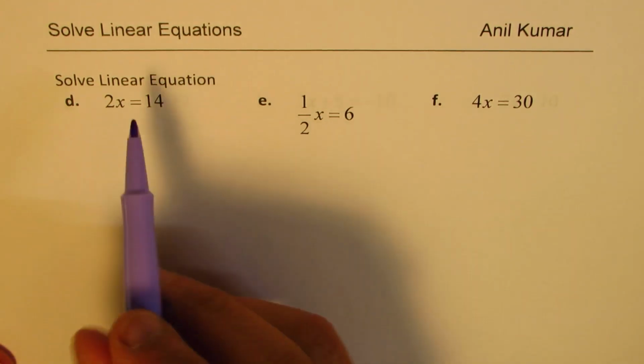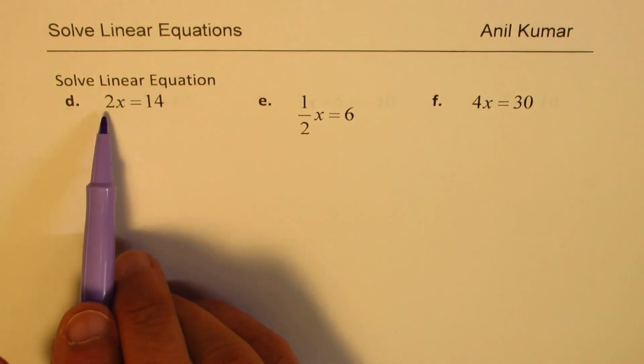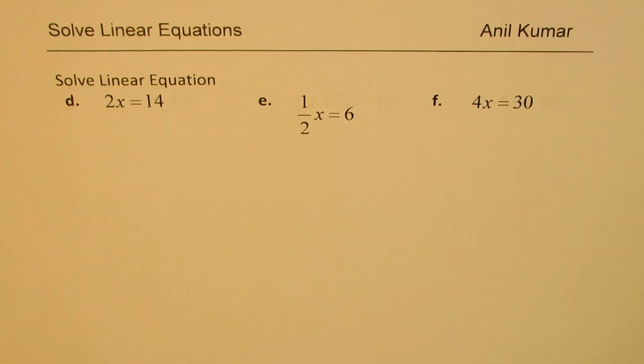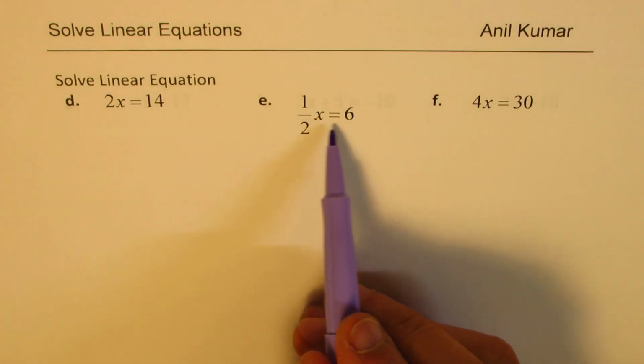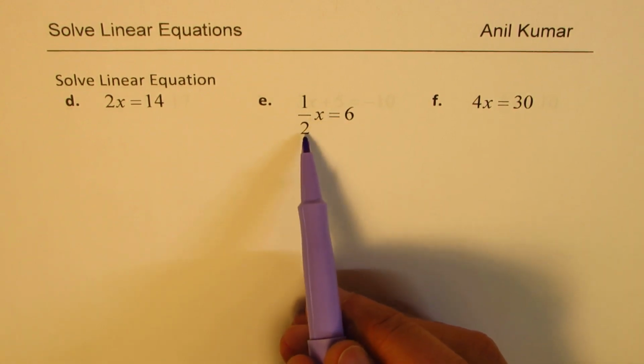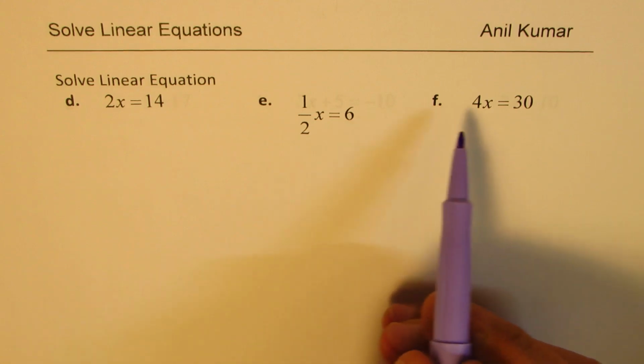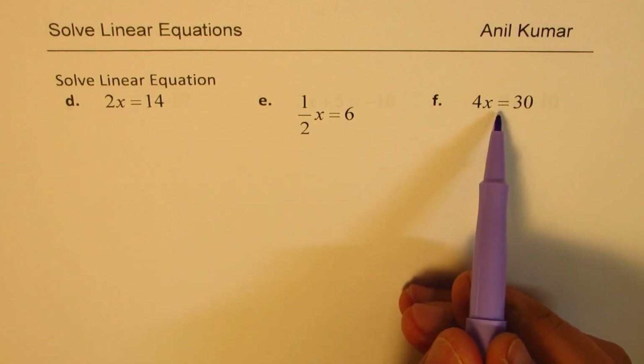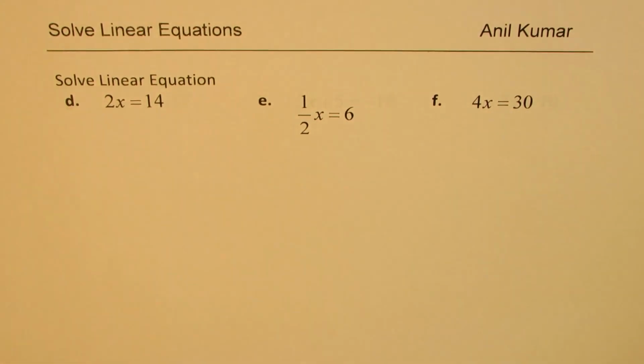Now in these, we have 2 times x equals to 14. Half times x equals to 6. This could be also read as x divided by 2 equals to 6. And here we are saying 4x equals to 30. Let's see how to solve this.